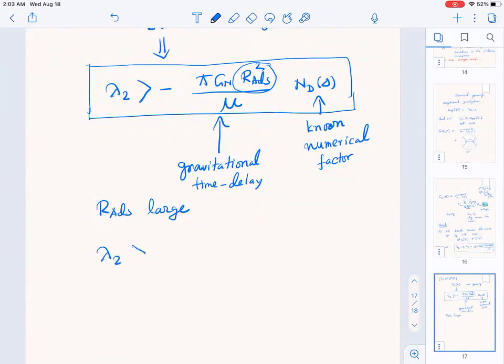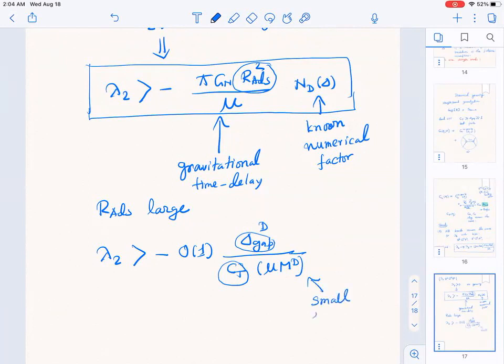I can rewrite the above expression in a different form: some order 1 number, delta gap to the power d, over central charge, mu to the power d. As I said before, on the gravity side, we are always taking the central charge to be large first, then we are taking delta gap to be large. So this quantity on the right hand side is always small, even when our AdS is large.